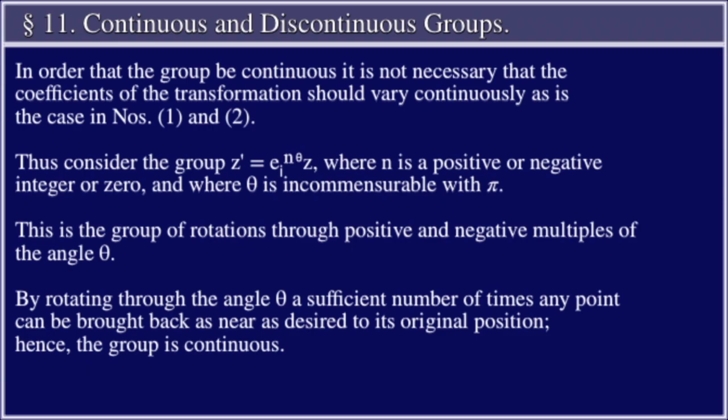In order that the group be continuous, it is not necessary that the coefficients of the transformation should vary continuously, as is the case in examples 1 and 2. Thus consider the group z prime equal to e to the i n theta times z, where n is a positive or negative integer or 0, and where theta is incommensurable with pi. This is the group of rotations through positive and negative multiples of the angle theta. By rotating through the angle theta a sufficient number of times, any point can be brought back as near as desired to its original position. Hence, the group is continuous.